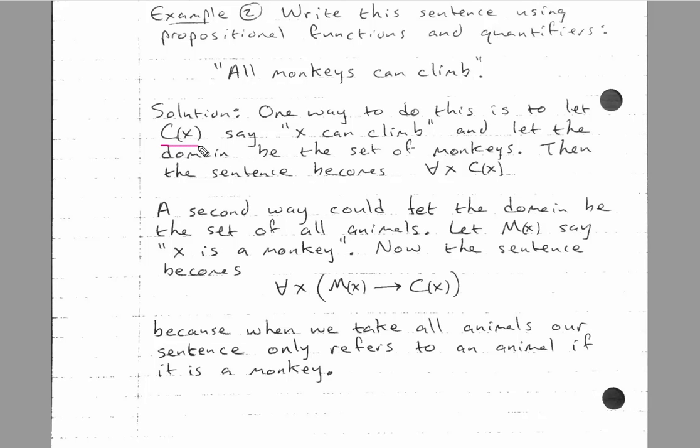Okay, here's our propositional function. So c of x says that x can climb. And if we let the domain be the set of monkeys, then all monkeys can climb becomes, for all x, c of x. Okay, so the all here is referring to just the set of monkeys.